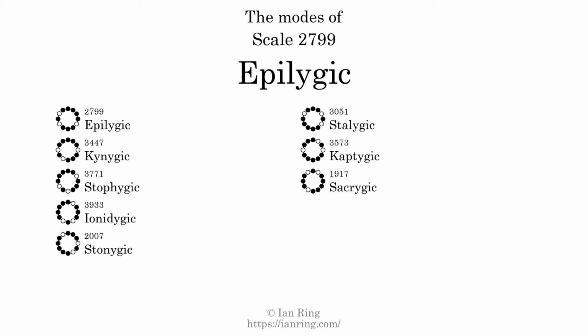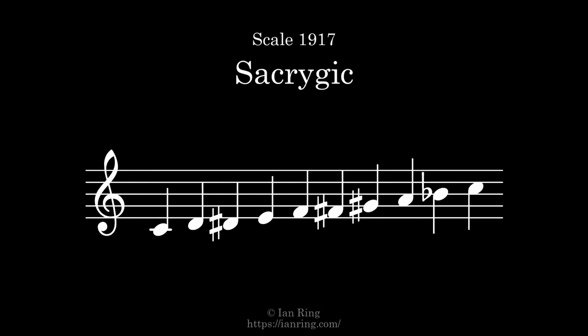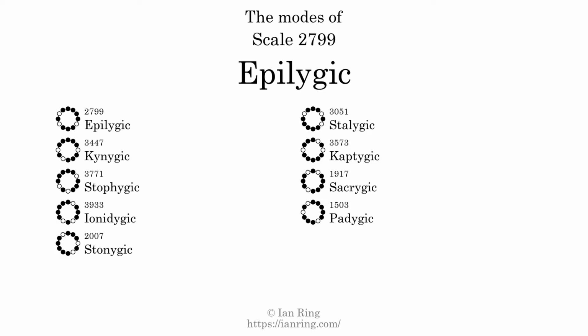The eighth mode is scale 1917, also known as Epilygic. It sounds like this. The ninth and last mode is scale 1503, also known as Epilygic. It sounds like this.